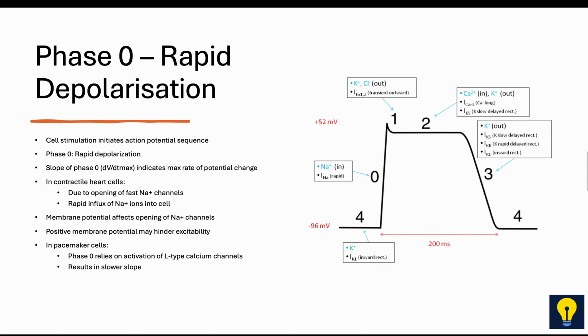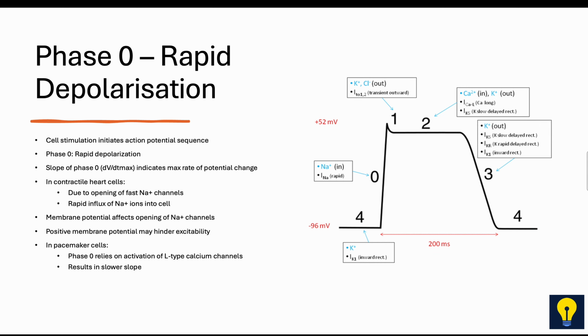With phase 0, rapid depolarization, the slope of phase 0, known as dV/dt max, represents the maximum rate of potential change. In heart muscle cells, the slope of phase 0 is directly proportional to the net ionic current. This phase is primarily due to the opening of fast sodium channels, which leads to a rapid influx of sodium ions into the cell, which causes that depolarization.